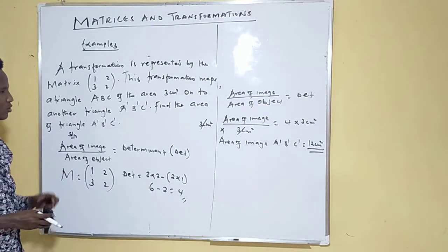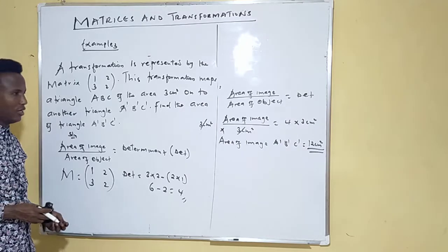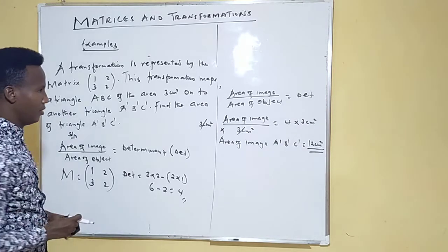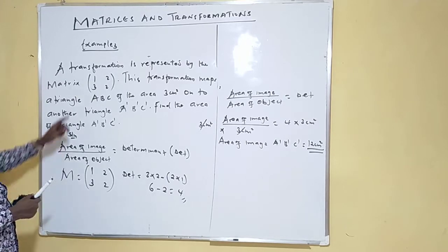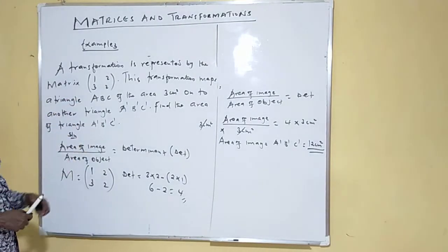So this is how you're going to get it. I'll give you more examples, don't worry, okay? I'll also give you the reverse, okay? Don't worry about that. So you're given the matrix and the image plus the area of the object.